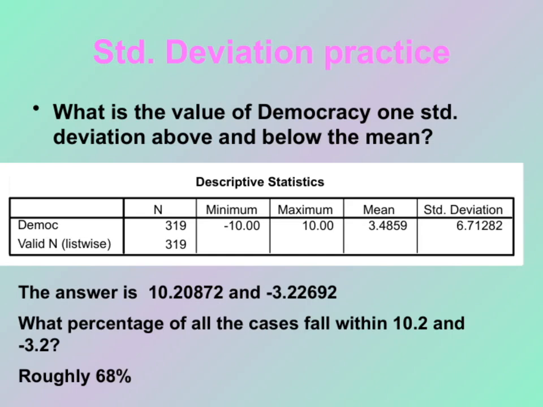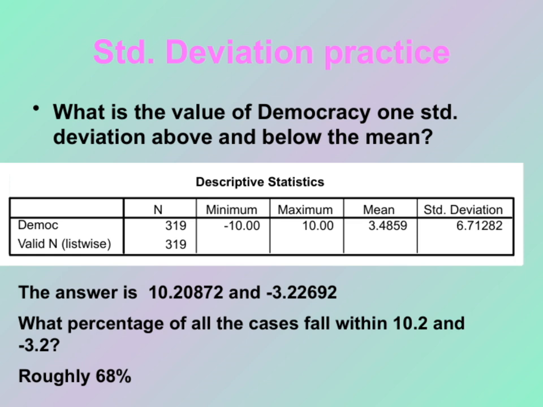Alright, so the answer we're looking at here is 10.20872 and minus 3.22692. These are the key values that mark the range we're examining. Now, the question is, what percentage of all the cases fall within these boundaries? Based on the data, roughly 68% of the cases are within this range. This is a really important point because it reflects the concept of standard deviation in a normal distribution.